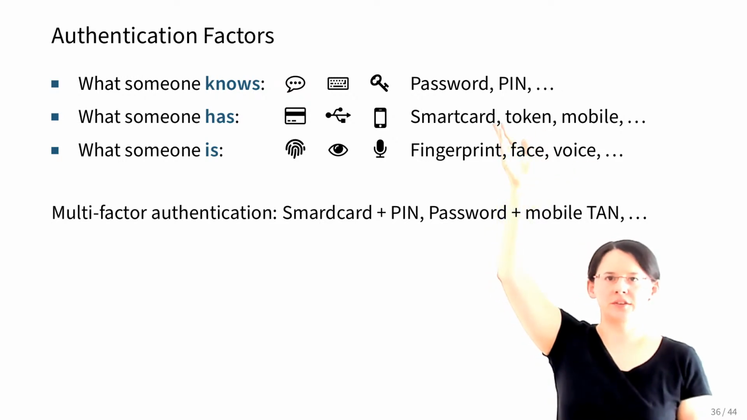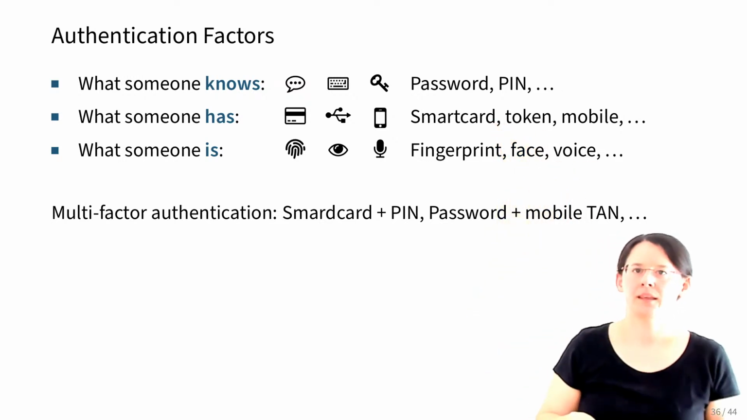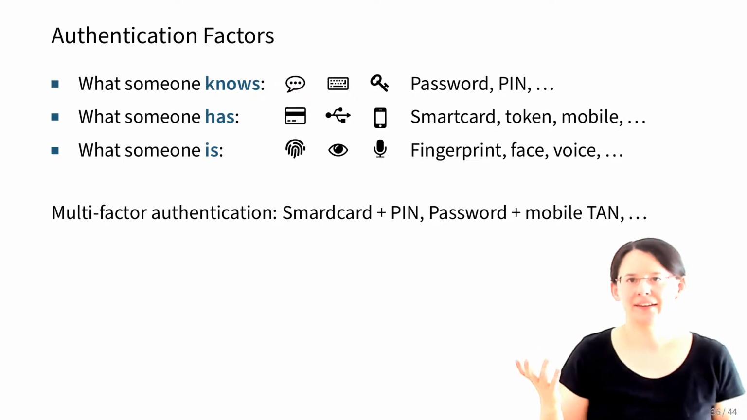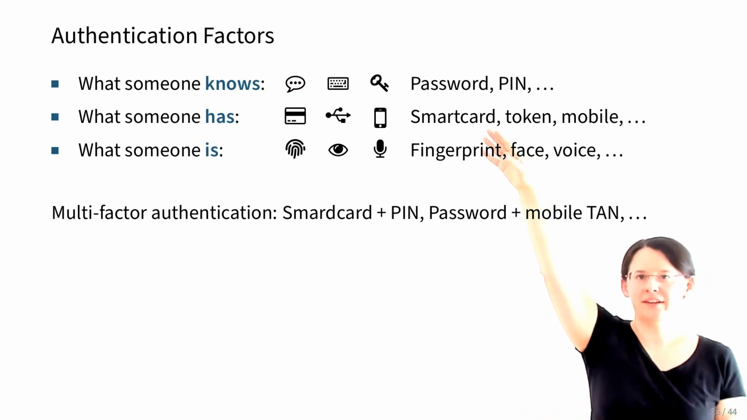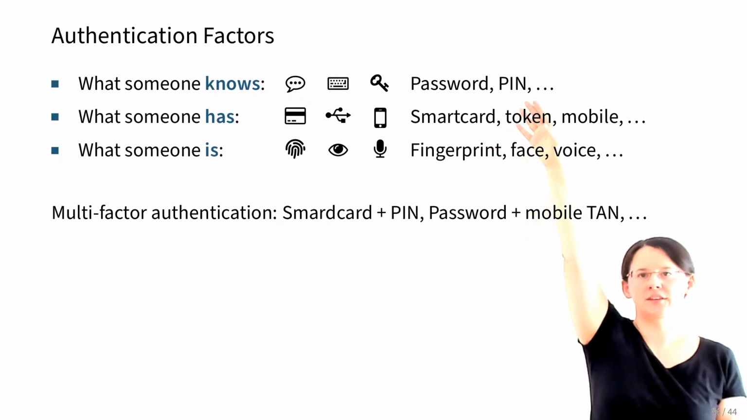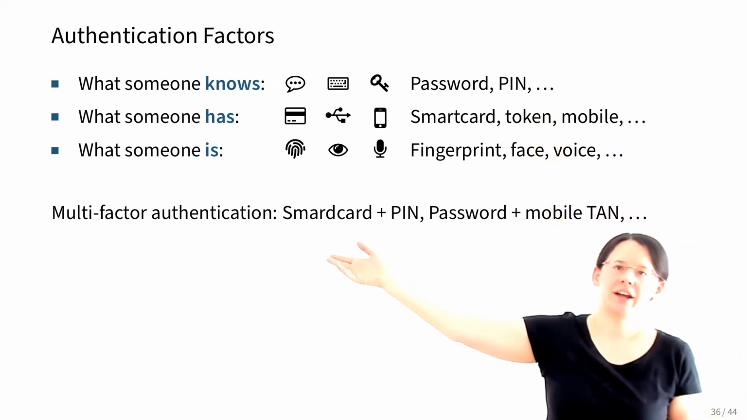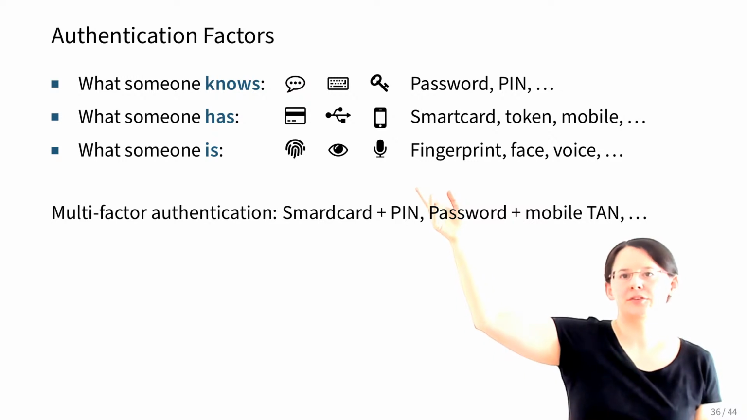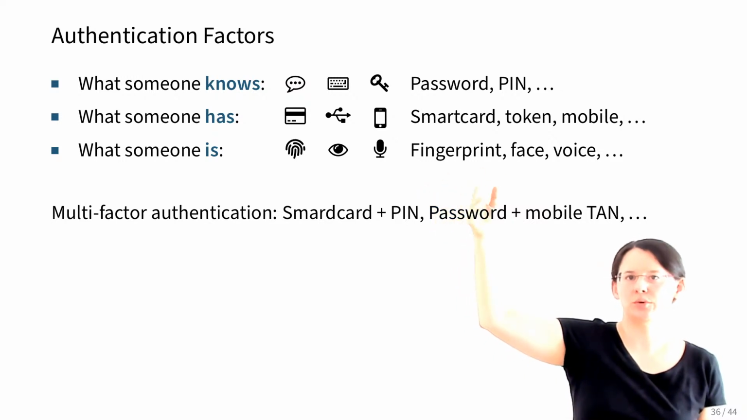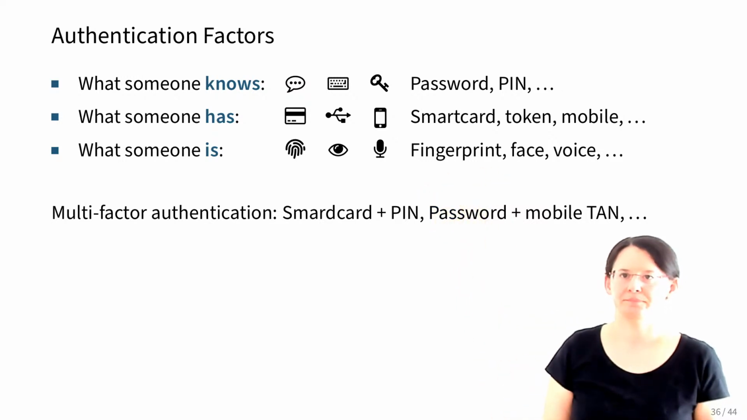Or it could be a smart card that you possess, and so on. So for example, in banking, one of the factors that you have is your banking card, when you try to withdraw some money from an ATM. And the other thing you have is something you know, namely your PIN. There's this third type, and that is what somebody is. And by this we usually mean biometric properties, such as a fingerprint or a face or your voice.